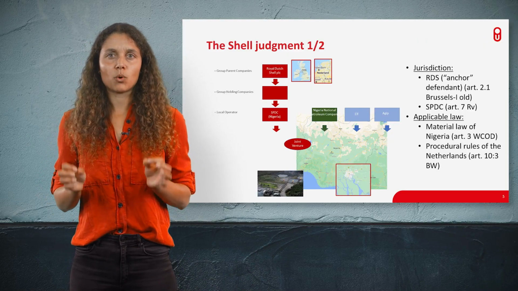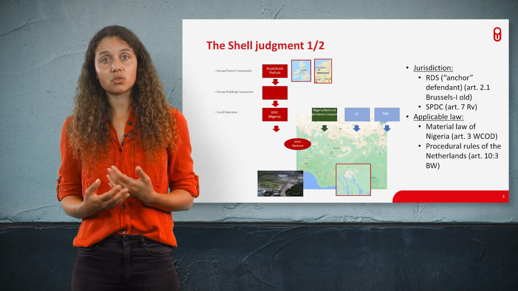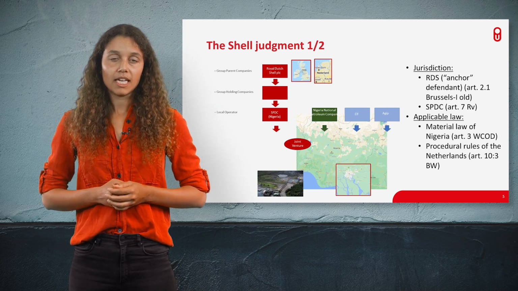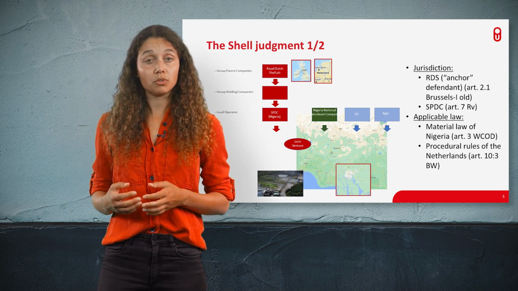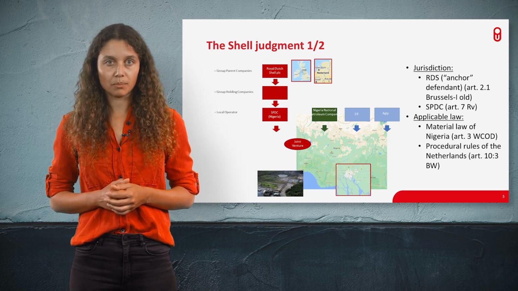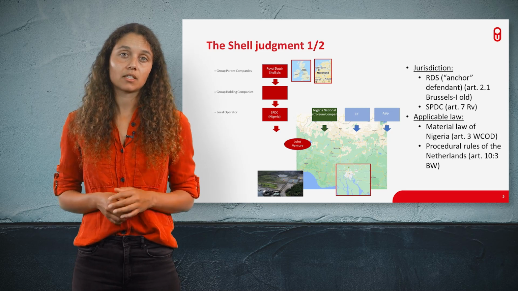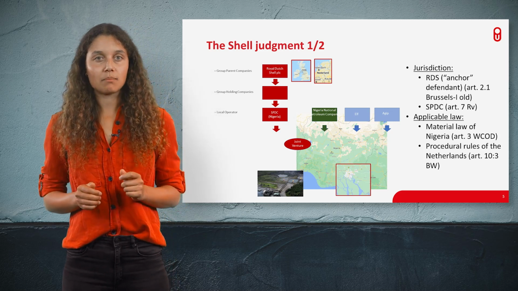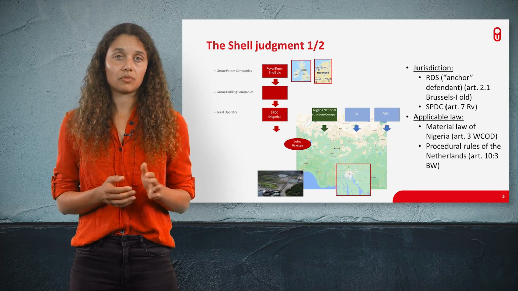So let's make this more concrete by taking a look at a recent judgment in the Netherlands that has been described as groundbreaking. In January 2021, the Hague Court of Appeal assumed for the first time a common law duty of care of a parent company over its subsidiary in one of the cases against Shell in the Netherlands. And I will get back to this liability issue later, but let's first look at the process itself.